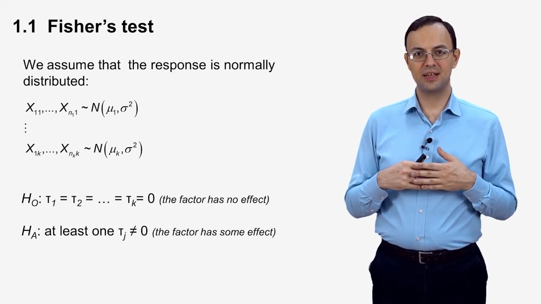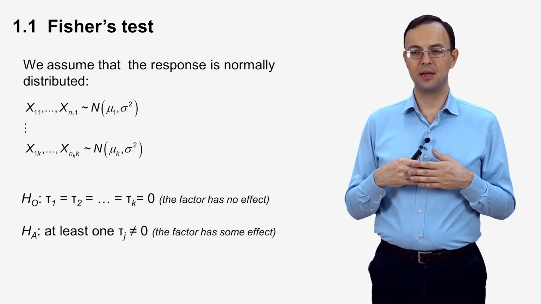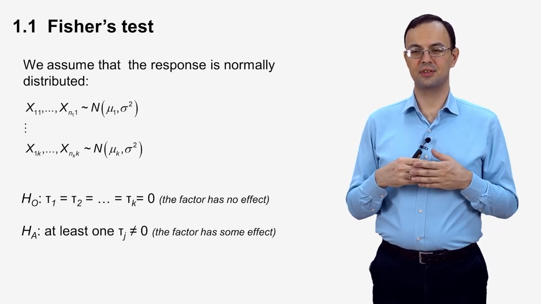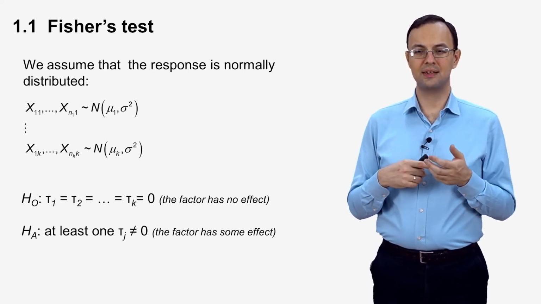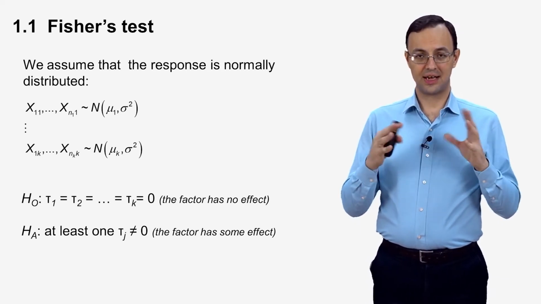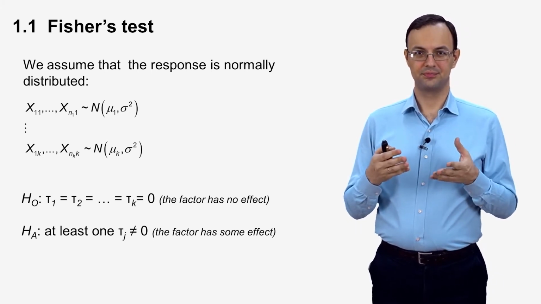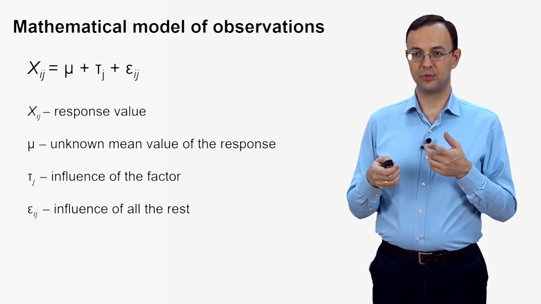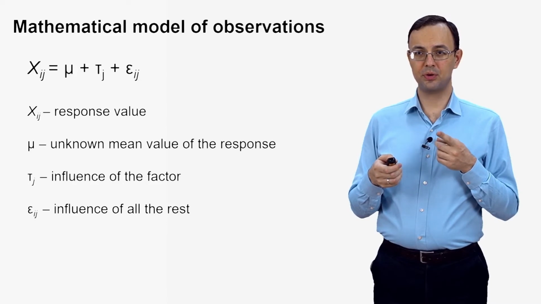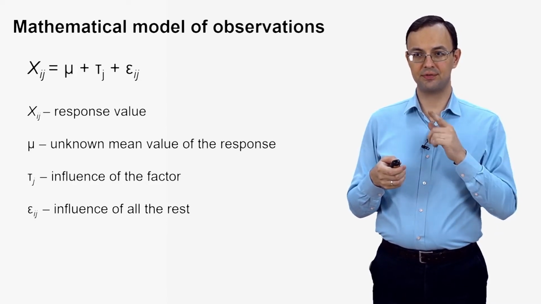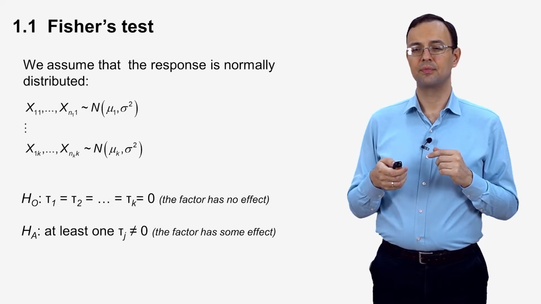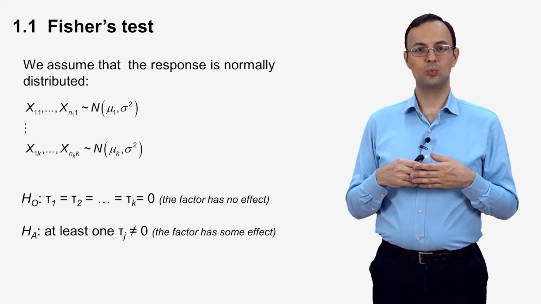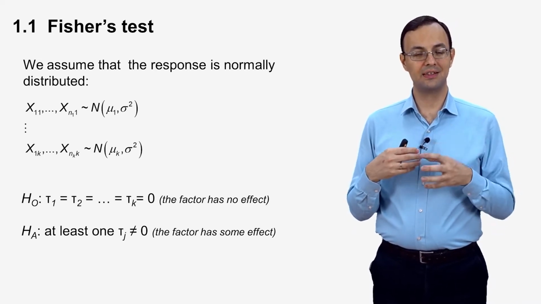And so mathematically we can say that the null hypothesis, the hypothesis that the factor has no effect, can be expressed with this equality, like tau 1 is equal to tau 2. So all taus are zeros. All taus are equal to 0. This means that in this formula, mean value of the response is the same for all factor levels if all taus are zeros. And if at least one of the taus is not 0, then we say that the factor has some effect, that it affects the response somehow.